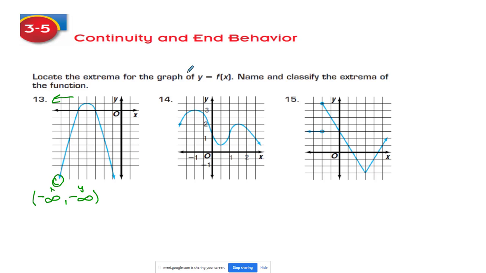Now at this other side over here, as x gets really large in the positive direction, we see also that y gets really negative. So we could say that as x goes to positive infinity, y goes to negative infinity. So that's how we would classify the end behavior there. And then the other thing that we need to talk about is this maximum point. Now, this is at least a relative maximum, but you can see from the graph that this is absolutely the highest point that the graph gets to before it turns and heads back down again. So we call this the absolute maximum.